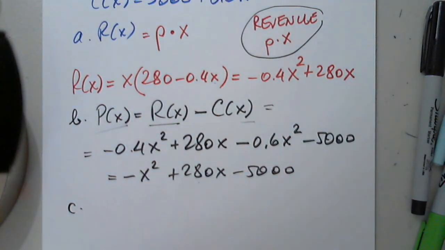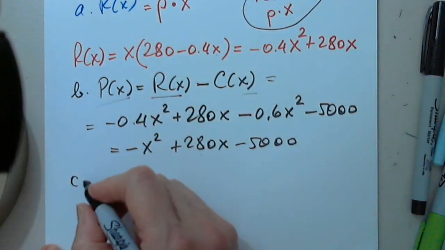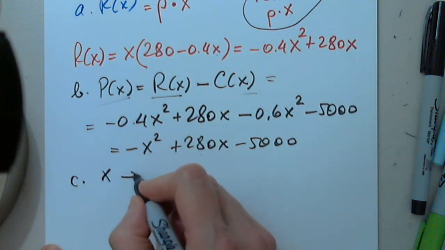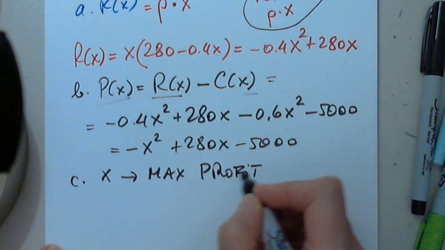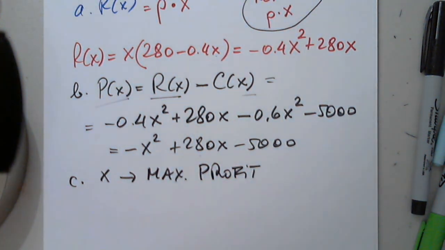Part C, how many convection ovens must be produced and sold in order to maximize profit? So they're asking us to find x that maximizes profit. How do I do that? What is the first step?